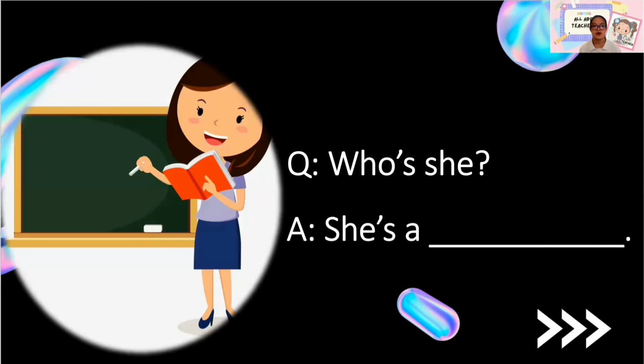Now, how about this one? Who's she? Very good. She is a teacher. As you can observe here, this lady is inside the classroom, and you can see a board, a chalk with the book, and an eraser. So, who's she?